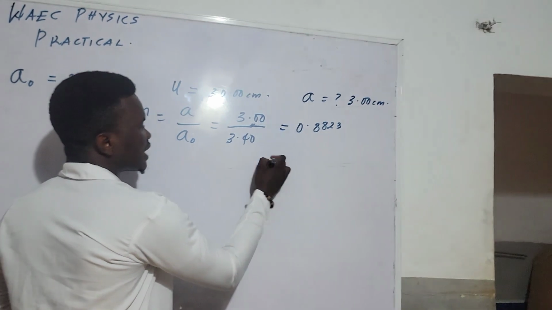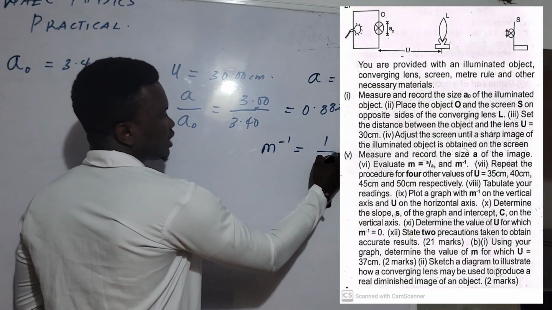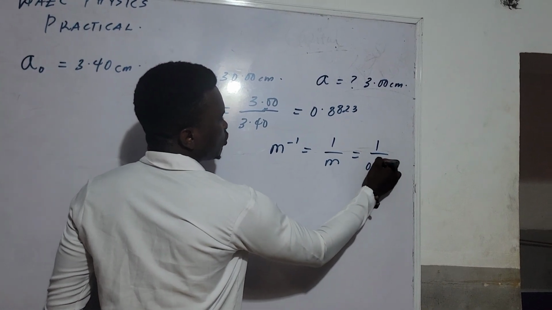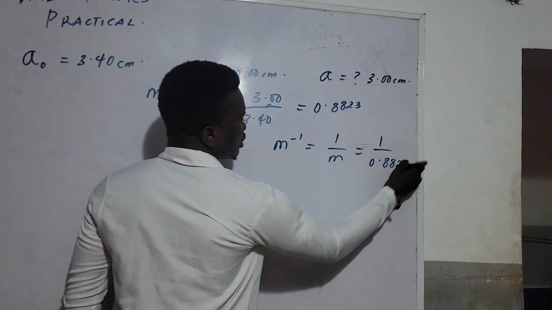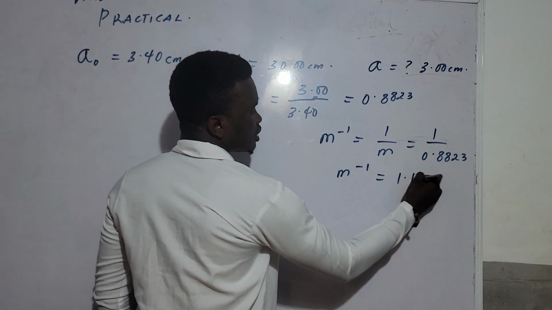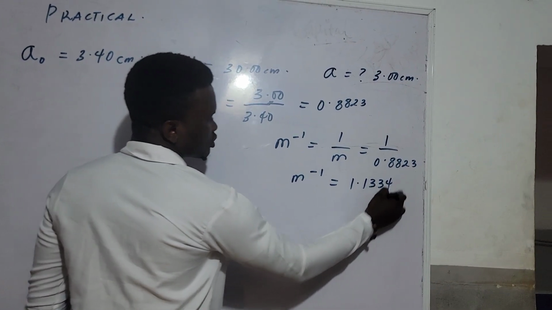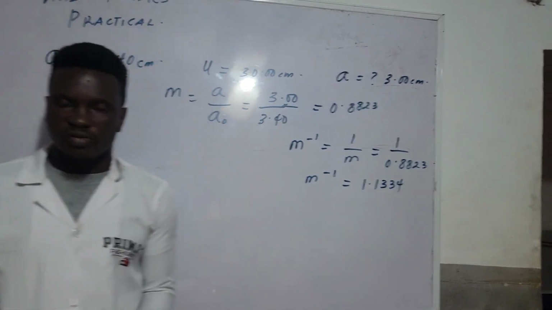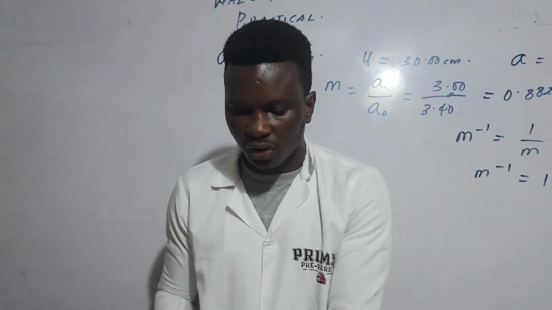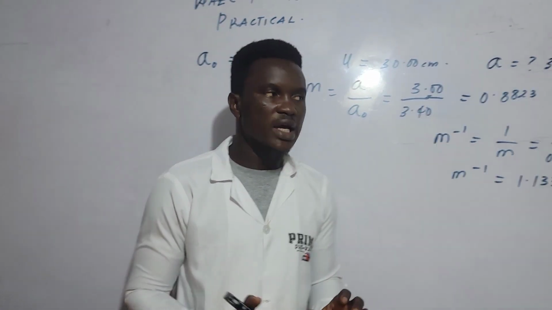M inverse means that I should look for 1 over M, and I already know my M, so I'm going to say 1 over 0.8823. So what would that give me? 1.1334. So that is my M inverse. So that's done. They now said repeat the procedure for 4 other values of U. So let's do this now.